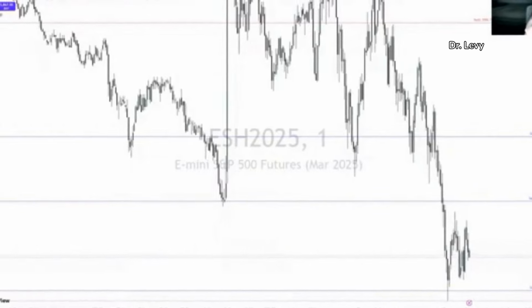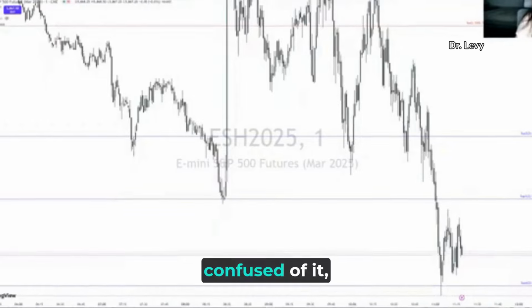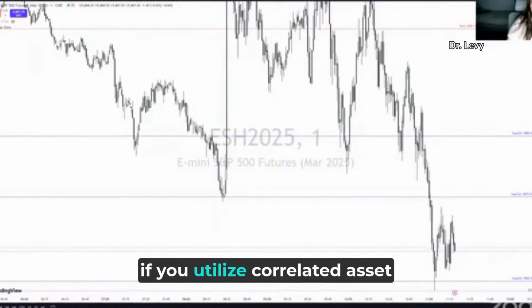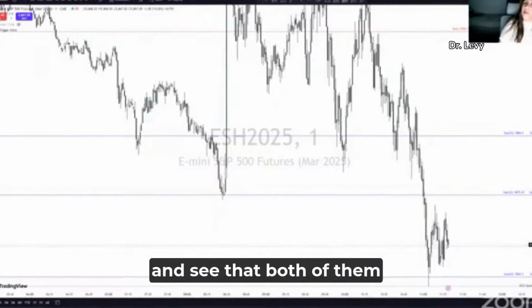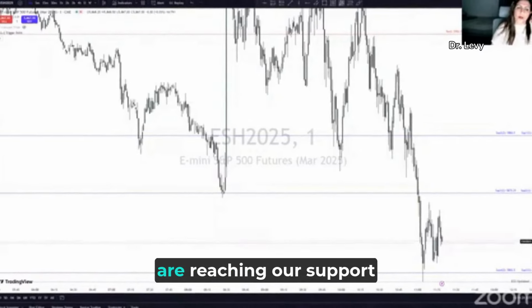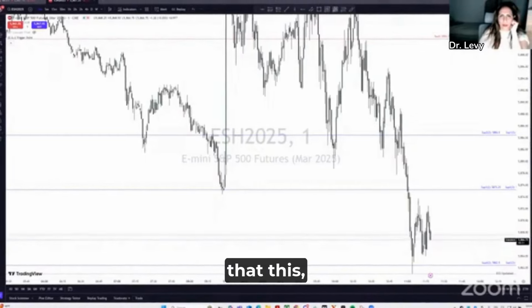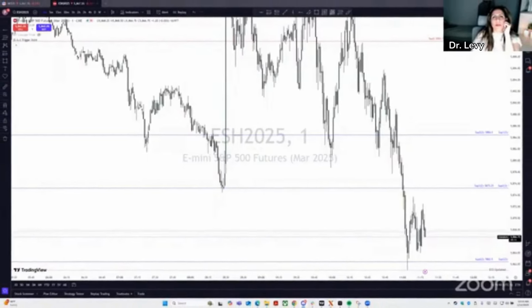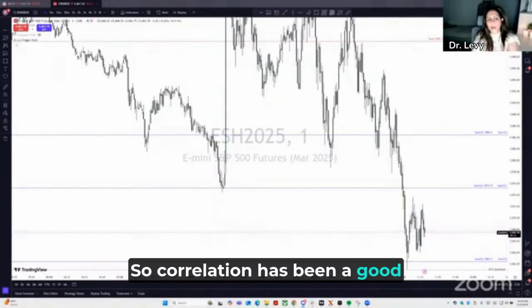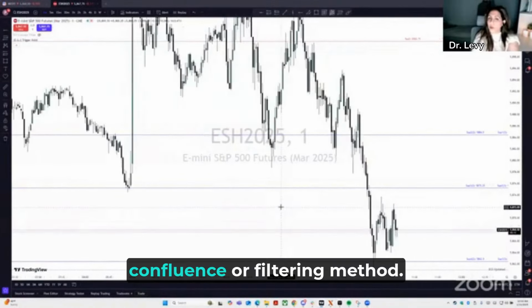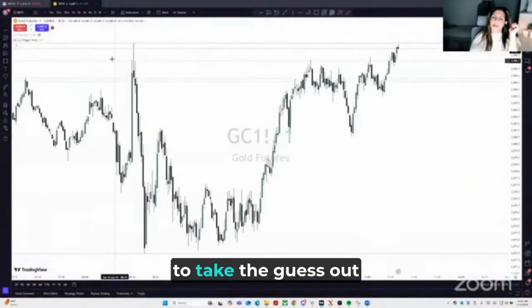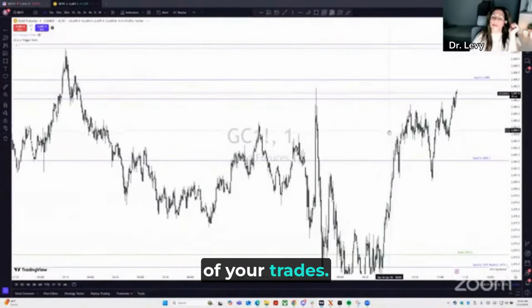So even if you have too many lines and you're getting confused by it, if you utilize a correlated asset and see that both of them are reaching our support or resistance levels, there's a high chance that this is going to hold. So correlation has been a good confluence or filtering method. We are here, guys, to take the guess out of your trades.